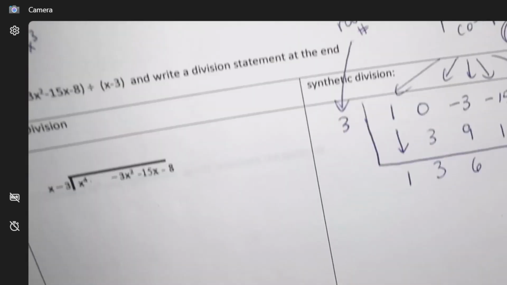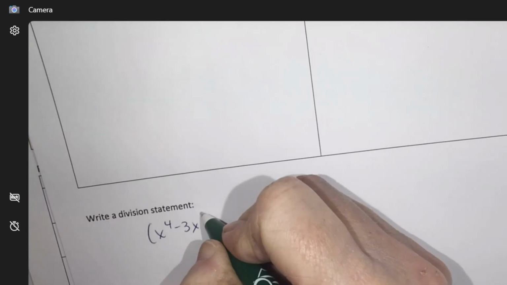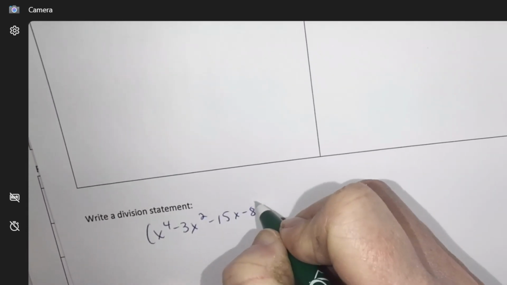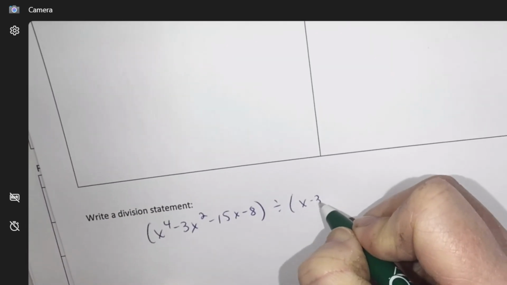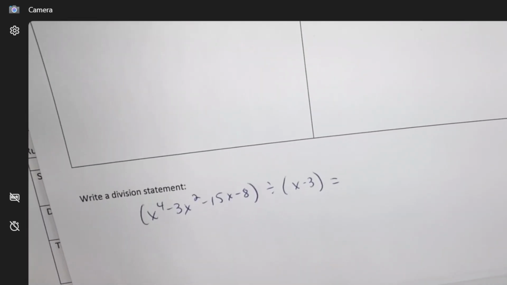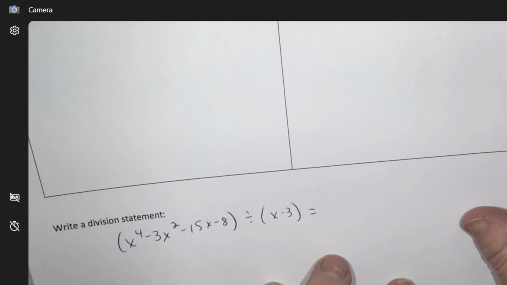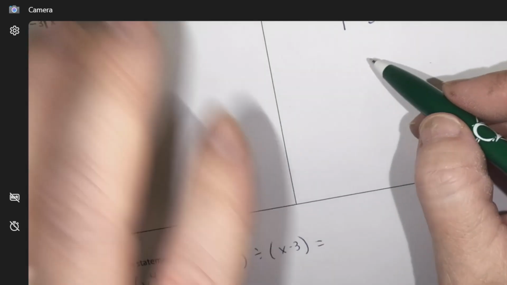Okay, so writing a division statement. So we started with this polynomial, and we divided by that polynomial, and we got a quotient. So sometimes I say write a division statement, which is the whole thing: this divided by this equals this. And if I say write the quotient, you would just write the answer. So this is the quotient.